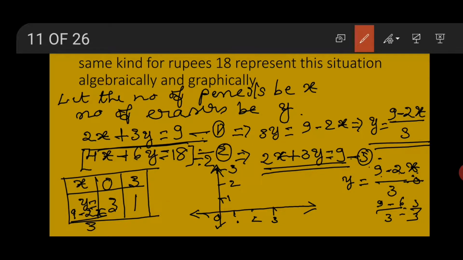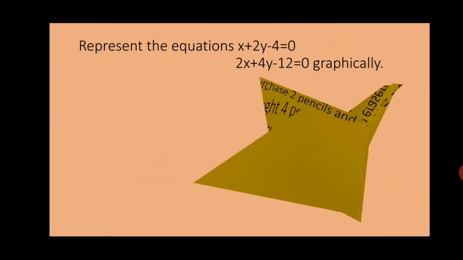Okay, now the value of x is 0. What is the value of y? y is equal to 3. So this point is 0 comma 3. Then if the value of x is 3, what is the value of y? y is 1. So this point is 3 comma 1. Now join the 2 points using a straight line scale, then you will get the line like this. And since the two equations are the same, both the values are the same, so they are coincident lines. Did you get this?